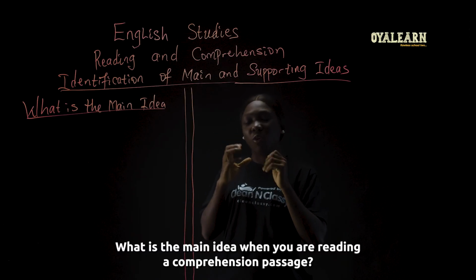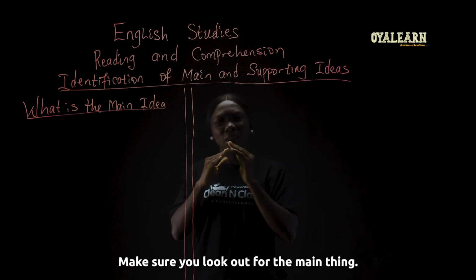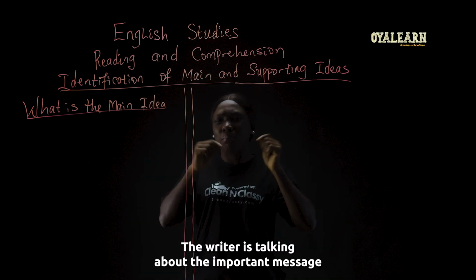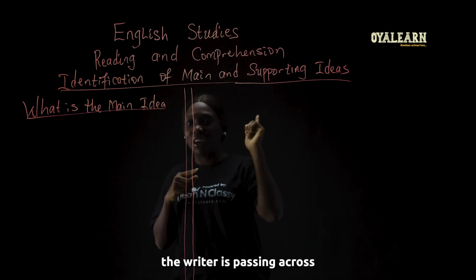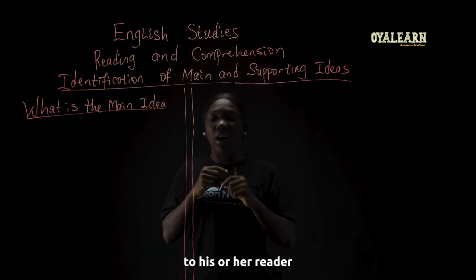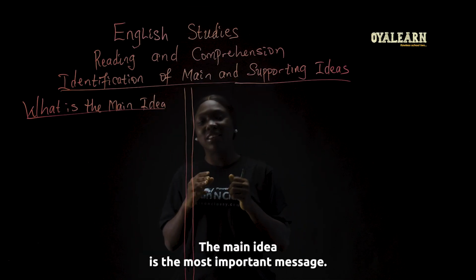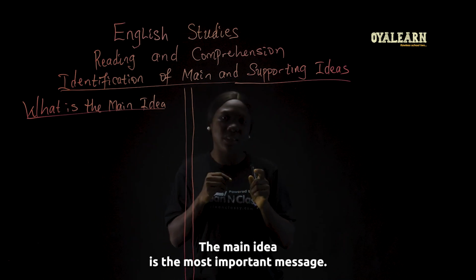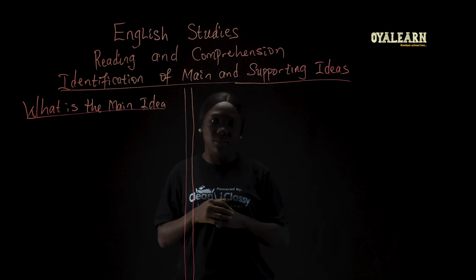When you are reading a comprehension passage, make sure you look out for the main thing the writer is talking about, the important message the writer is passing across to his or her readers. Now, what is the main idea? The main idea is the most important message the writer wants us to understand.